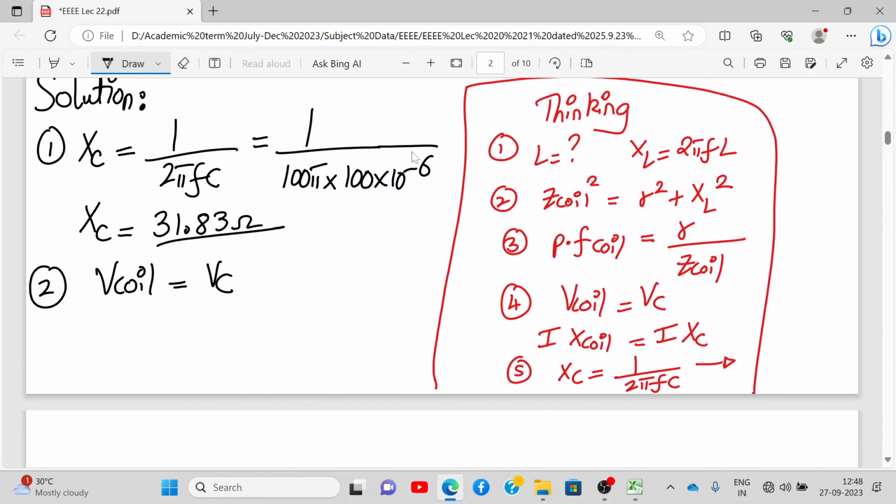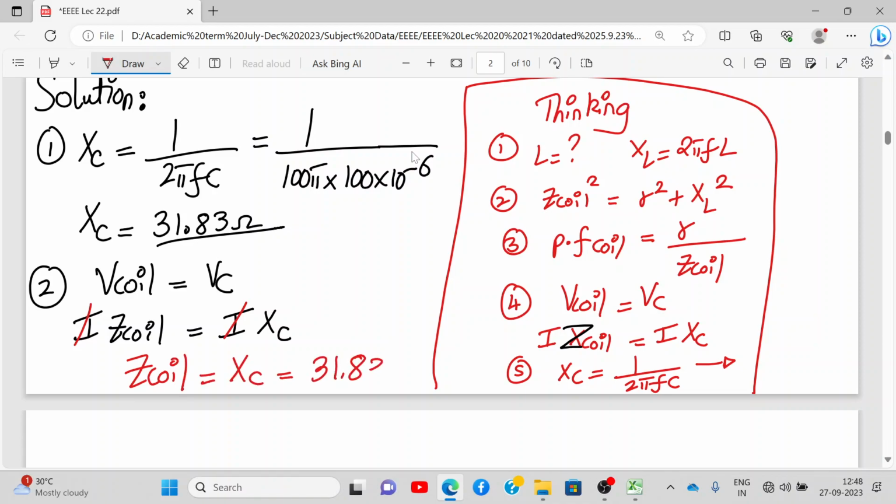VC is what? Actually it is I into Z coil, and this is I into XC. What is known to you over here? I and I get cancelled. XC is known to you. What do we get from here? That Z coil is indeed equal to XC, which is 31.83. So we know Z coil also.